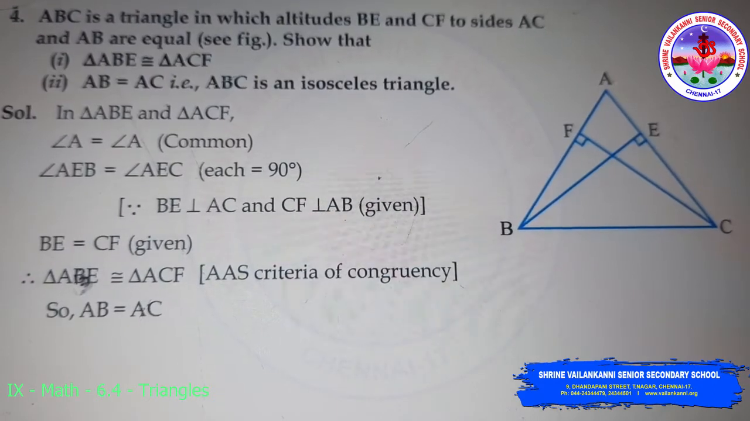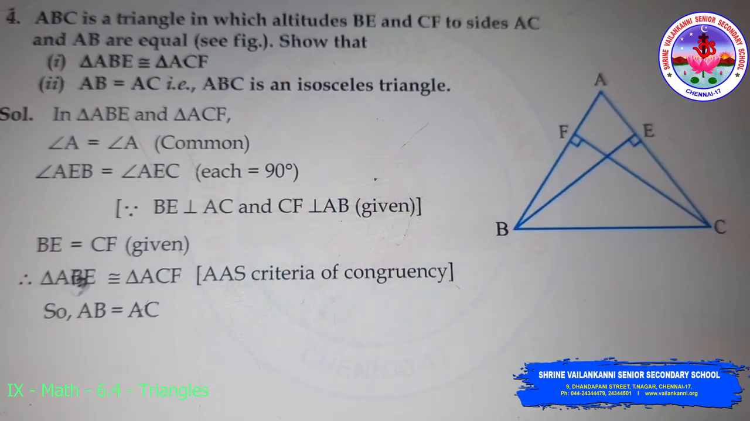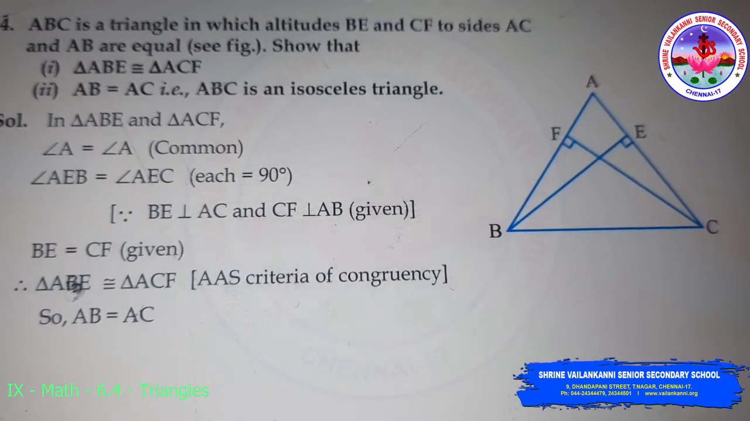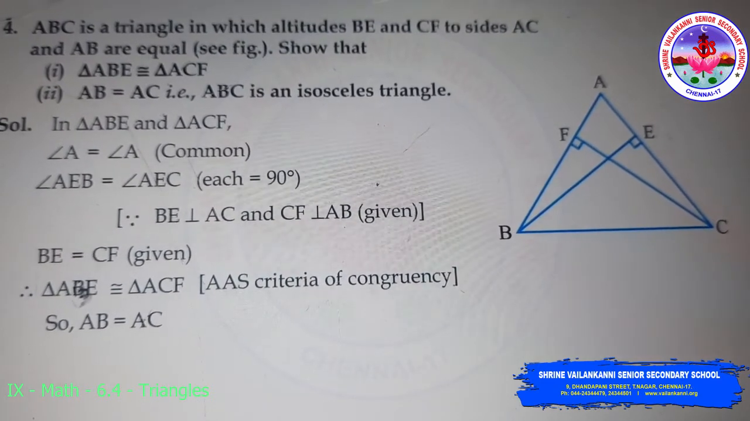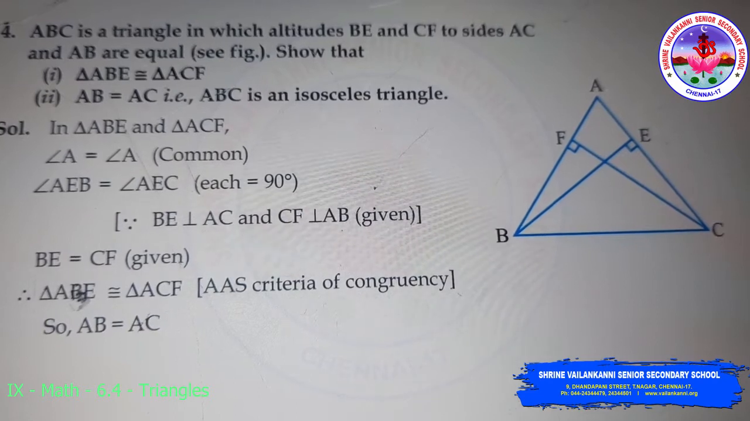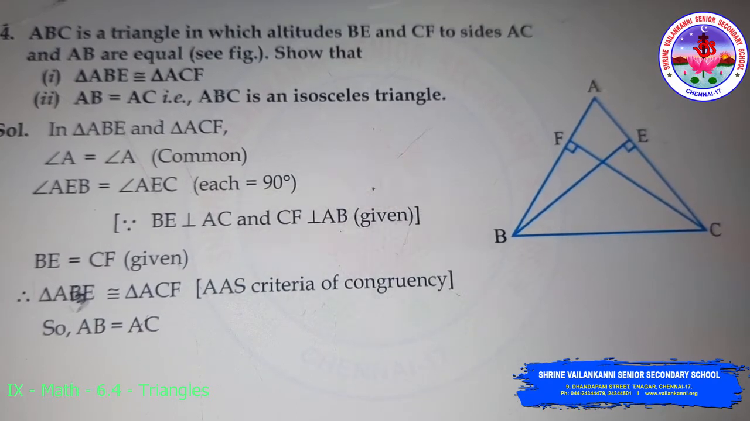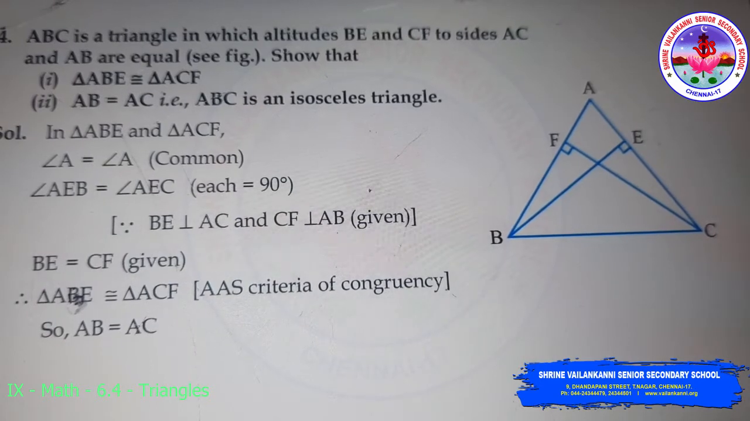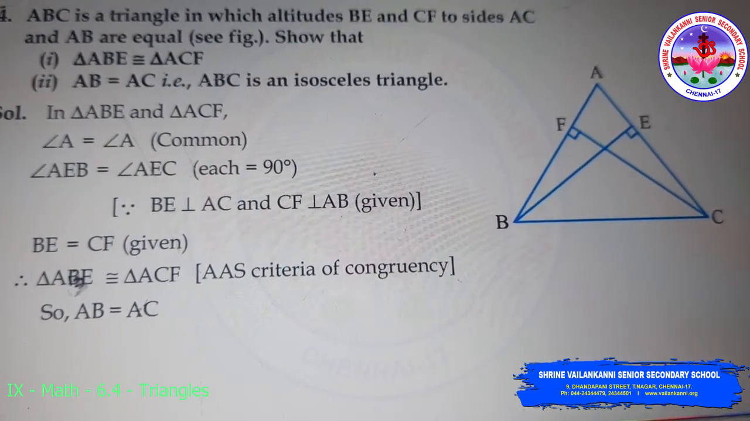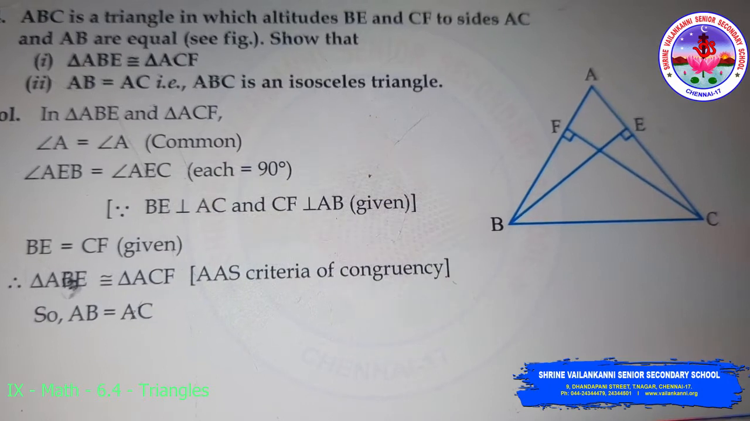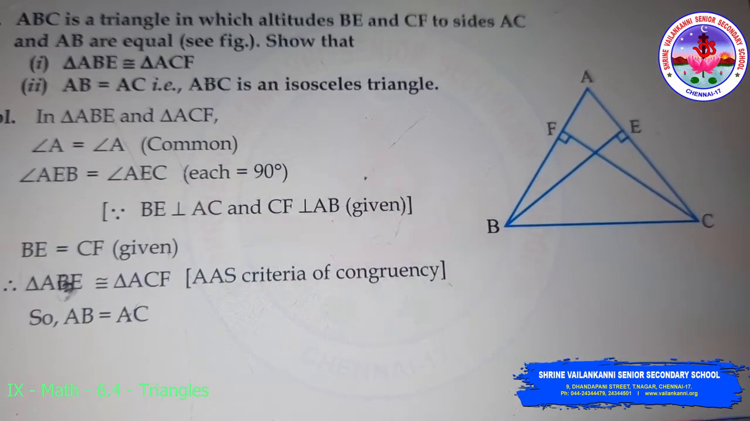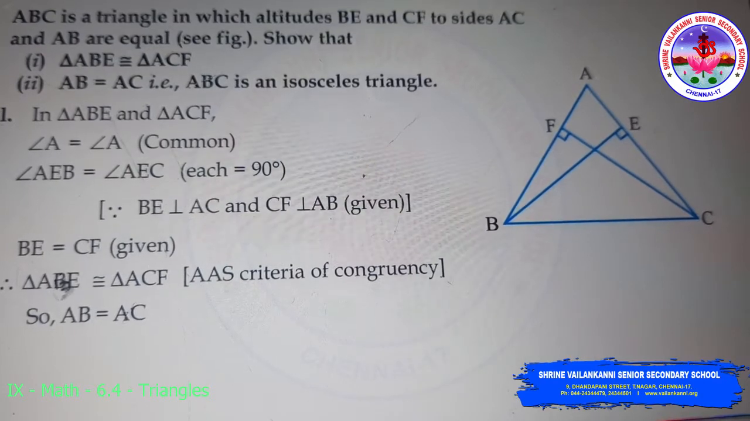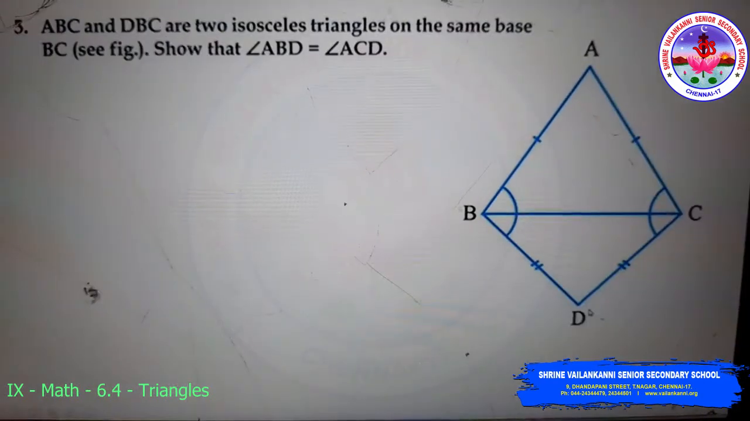Third case, we know that the altitudes were equal in the given problem, so I got BE is equal to CF. Thus by AAS criteria of congruence, we get triangle ABE is congruent to triangle ACF. So automatically its corresponding parts are also equal. So I got AB is equal to AC by CPCT.